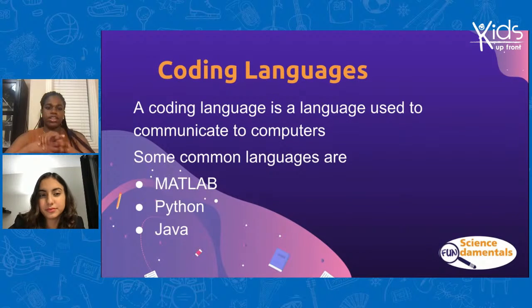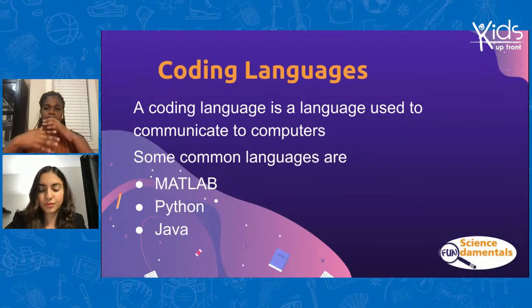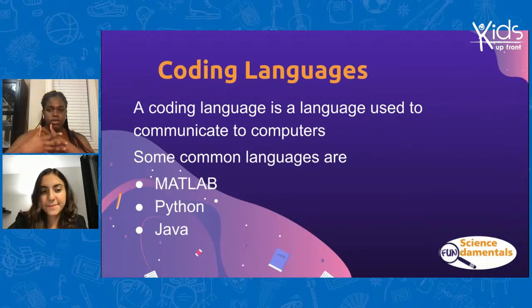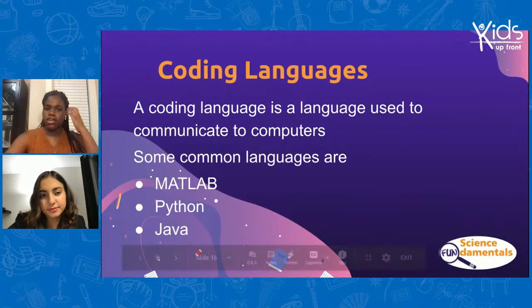Think of coding languages as different brands of phones. There's Apple and Samsung, and though these phones have different features and software, they serve more or less the same purpose: to make phone calls, go on the internet, play games. So different coding languages can program the same thing, but they describe it in different ways. Here are some common ones: MATLAB, Python, Java, and many others, and some are more popular than others.